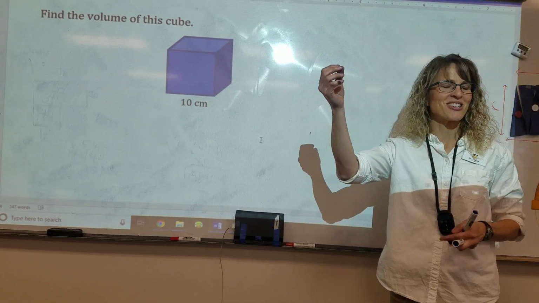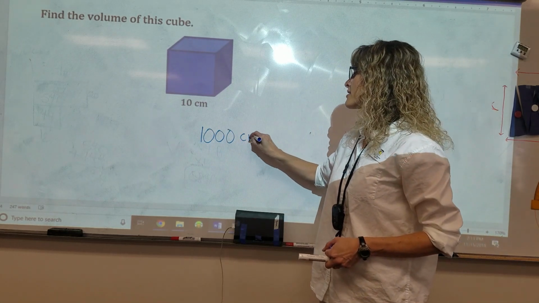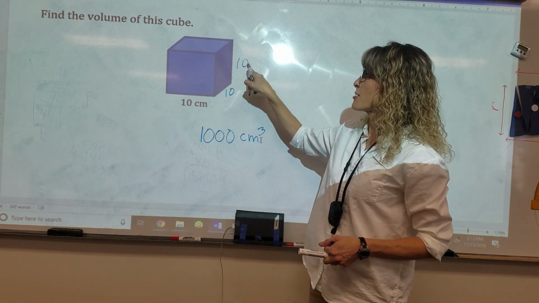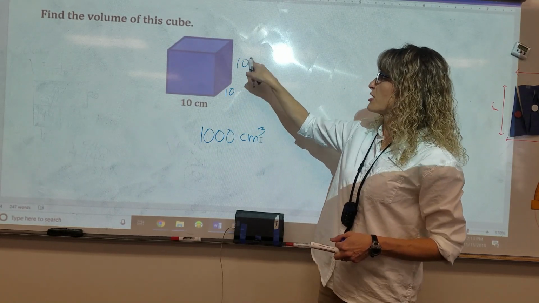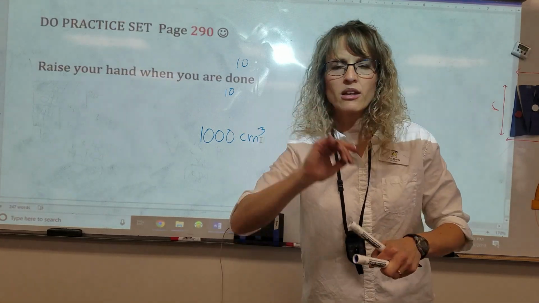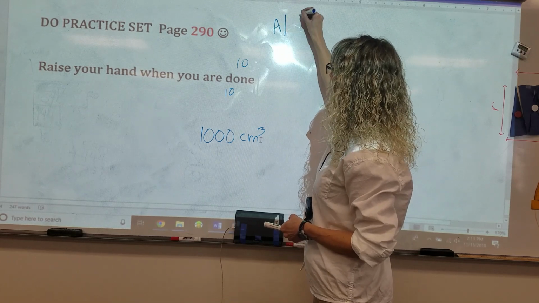Let's do this as a class. What is the answer? Get ready. 1,000 centimeters cubed. You guys are awesome. 10 by 10 by 10. 10 times 10 times 10 is 1,000 centimeters cubed. Perfect. And we are on the practice set. Problems are A and E.